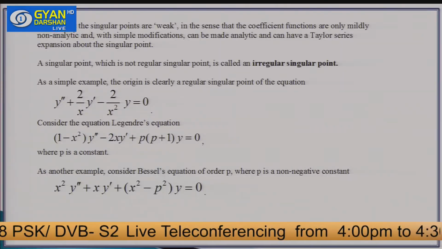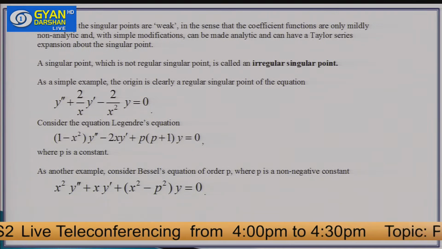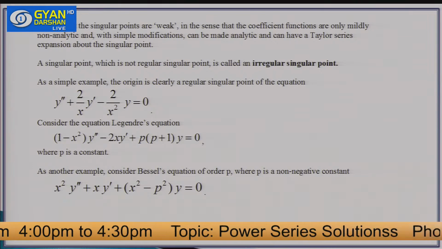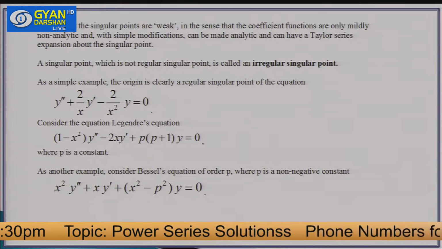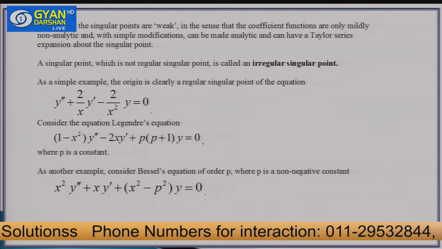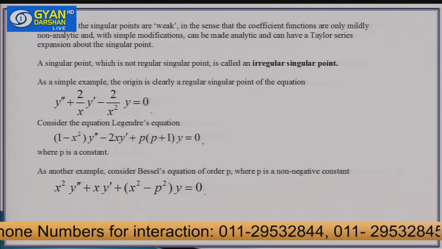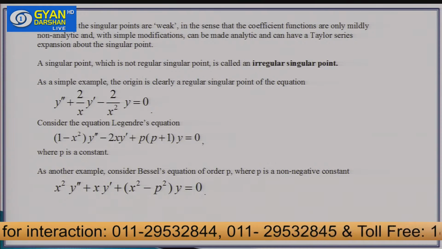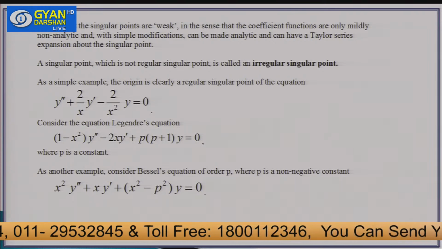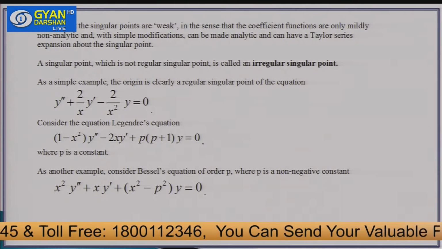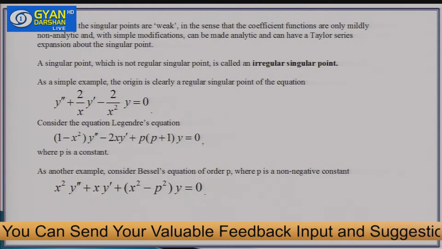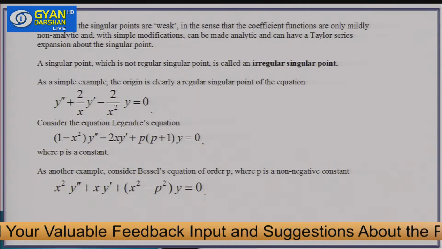Okay, so this is an example of a regular singular point. You can see that x equal to 0 in the first equation is obviously a singular point, and both coefficients are not analytic. Now if you multiply p(x) by x, what is p(x) here? 2 by x, and q(x) is minus 2 by x squared. If you multiply p(x) by x and q(x) by x squared, both of them become constants, so both become analytic. So x equal to 0 is a regular singular point. It is a singular point, but it is a regular singular point. Okay.